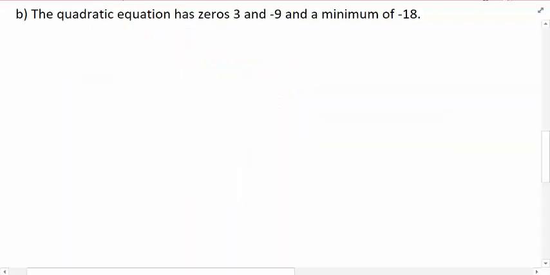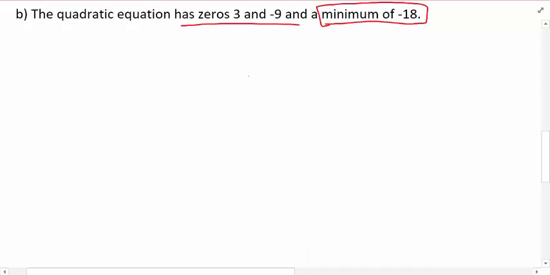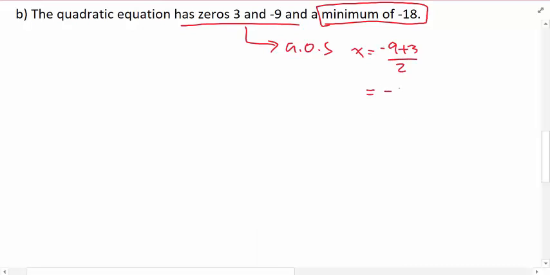Okay, so here we're given the zeros, and you may think, oh, then I have to start with factored form, but that's a little bit harder to do because you don't know how to change standard form into vertex form yet. So it's going to be very easy to find my vertex because I already gave you the minimum value, which is the y-coordinate of the vertex. And I gave you the zeros so you can find the axis of symmetry. So x equals (-9 + 3)/2. What does that give you? That gives you -3.